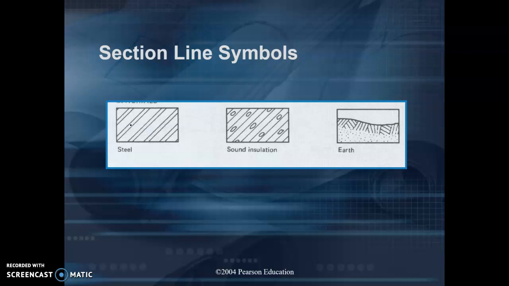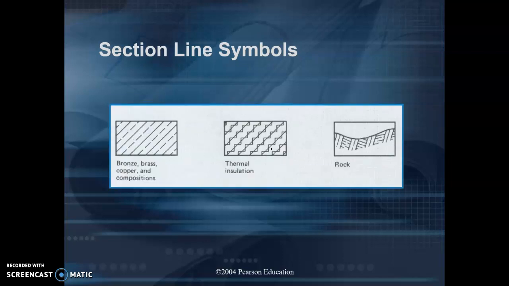So the difference here is that the two lines are spaced closer together, and then there's a bigger gap, and then there's another pair of lines with a bigger gap. And then the rest of these are more for architectural or civil type drawings. We have sound insulation, earth, rock. Here's a pattern we might see in mechanical drawings, alternating every other line being dashed, continuous, dashed, continuous. That's used for bronze, brass, or copper.